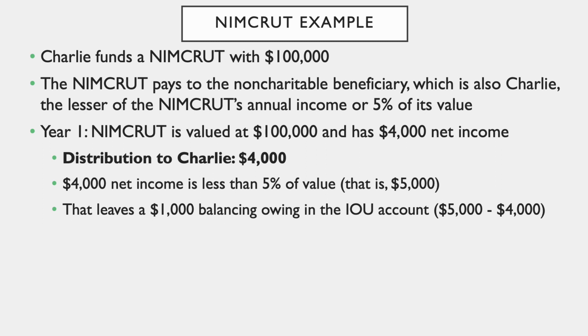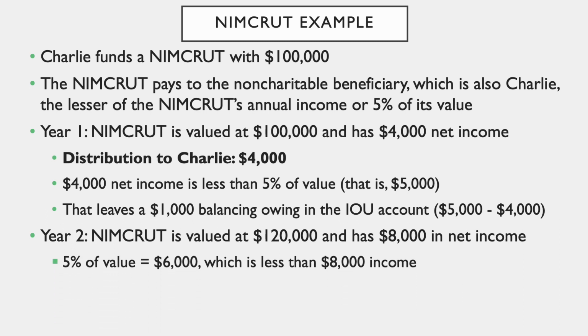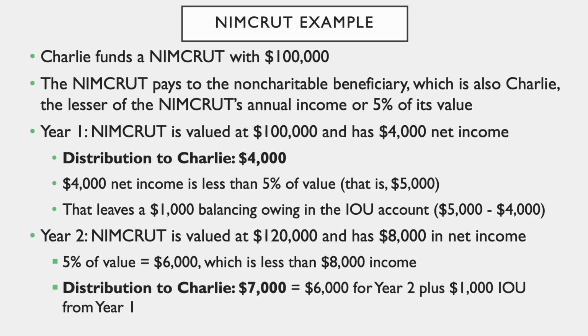Because the income is $1,000 less than the Unitrust percentage amount, the IOU account owing to Charlie is $1,000. In year 2, the trust is worth $120,000 and has $8,000 in net income. 5% of the trust value is $6,000, which is less than the net income of $8,000. The NIMCRUT distributes to Charlie $6,000 for year 2, plus the $1,000 owing from the IOU account, for a total distribution of $7,000 in year 2.